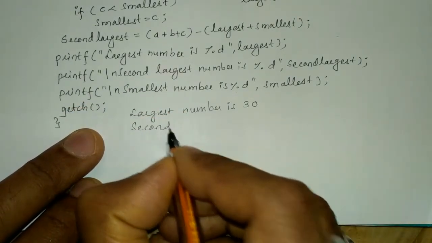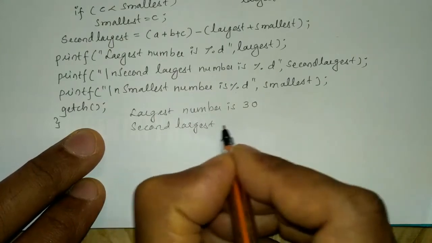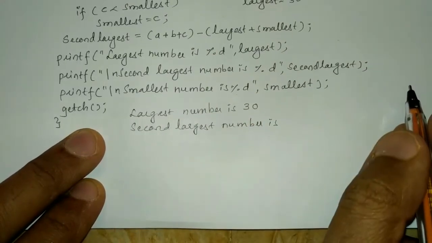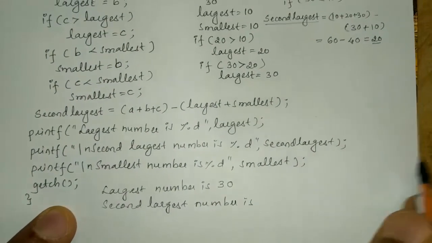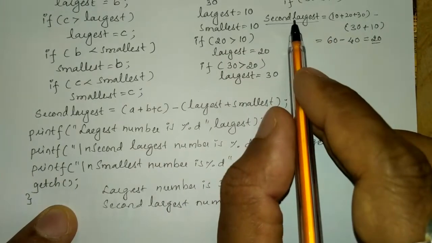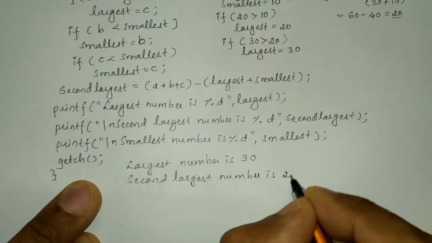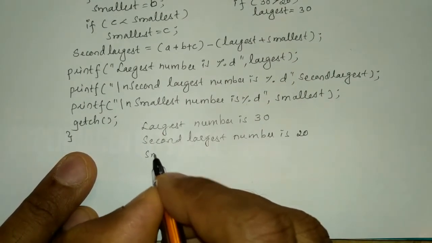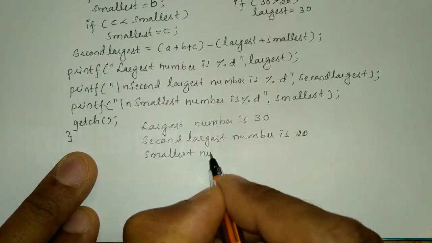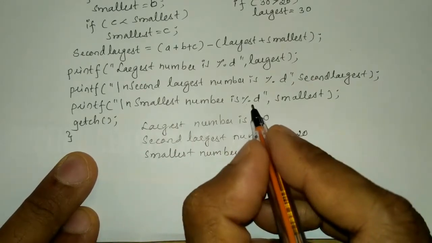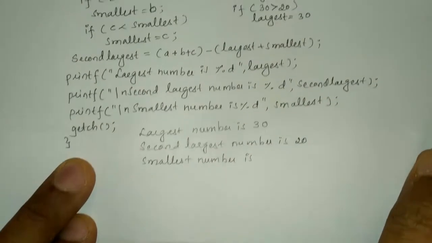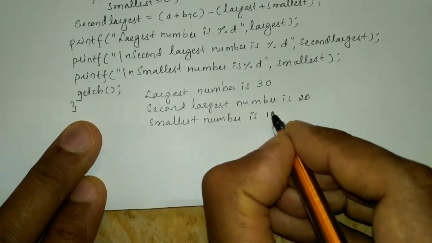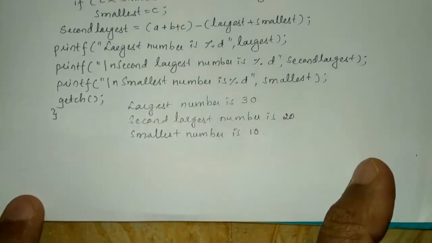It is going to print second largest number is percentage d, second largest. What is the value stored in second largest? Here you can see 20 is stored in second largest. So here it is 20. Similarly, the third statement says smallest number is percentage d, smallest. What is the value stored in smallest? Here you can see it is 10. We'll write 10.